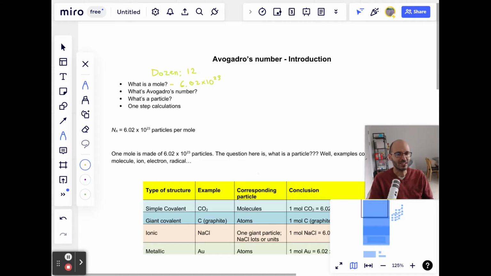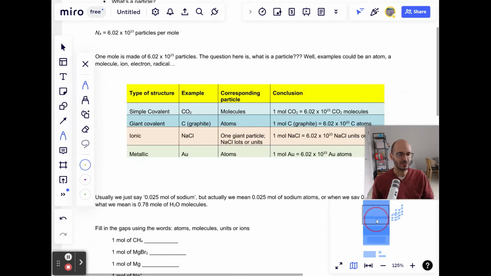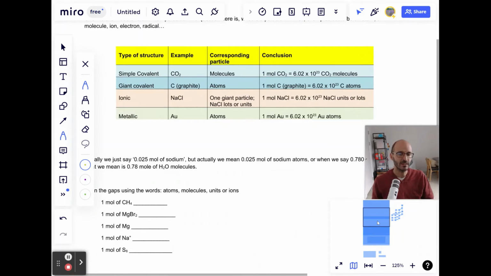Because we need to understand particles, we need to know what is a particle. I'm going to give you some examples. A particle could be an atom, it could be a molecule, ion, electron, loads. How do you know which particle you are working with? That's the key thing. Well, you need to look at the type of substance that you have, and from there, you work out the particle. That will give you the key to the questions. Let's have a look at this.